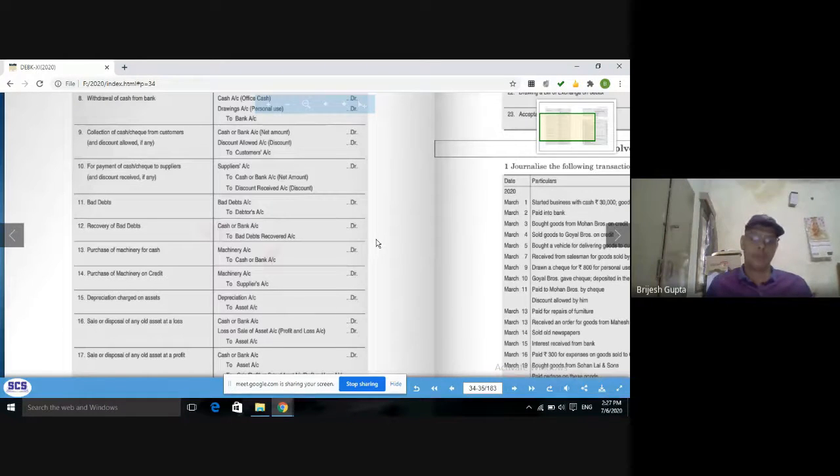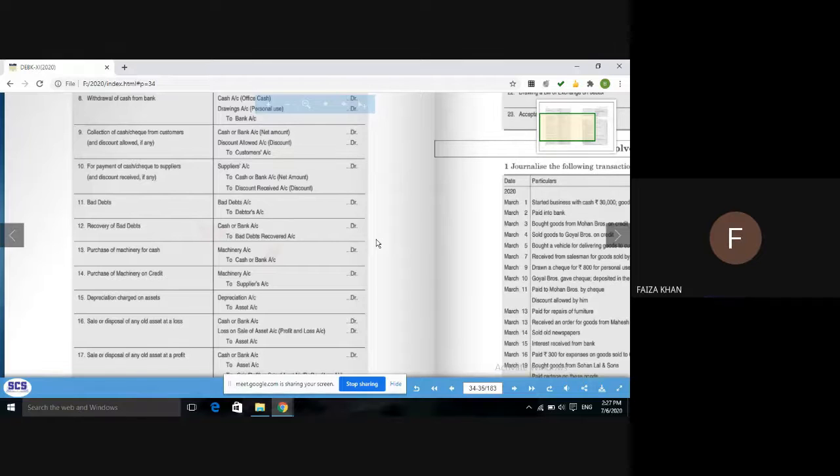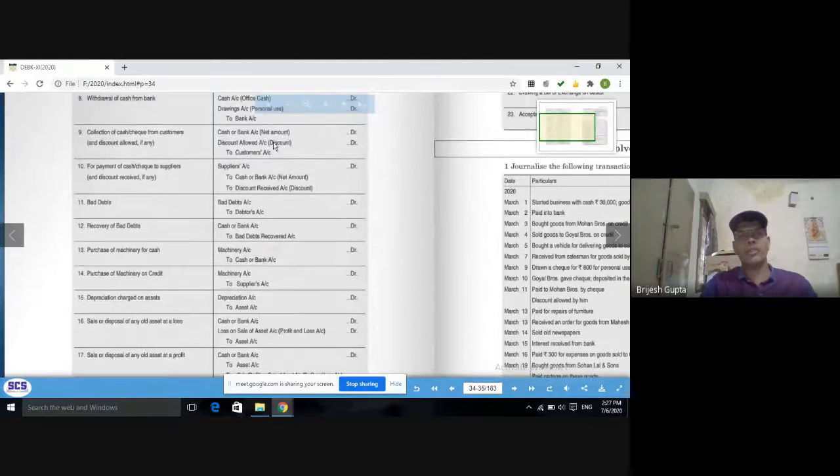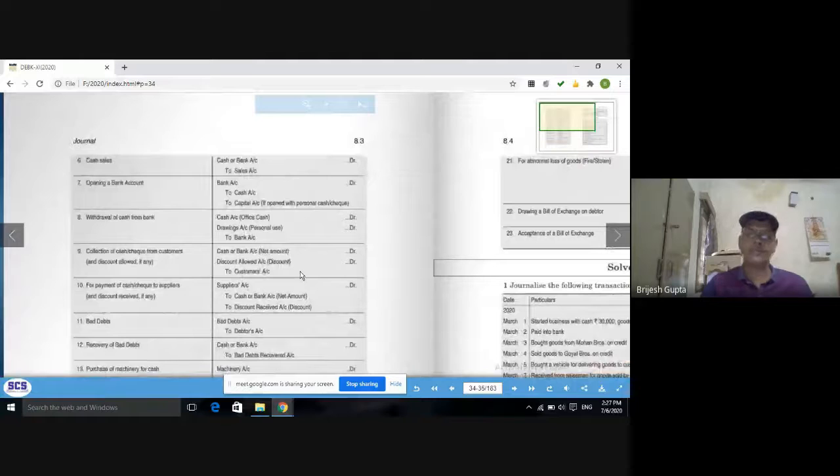Cash sales of goods. Sales is the revenue or income, isn't it? Sales is the revenue or income. So according to the nominal account rule, incomes are credited.